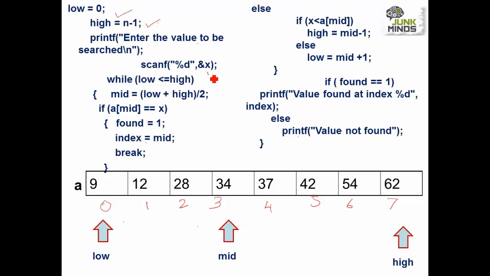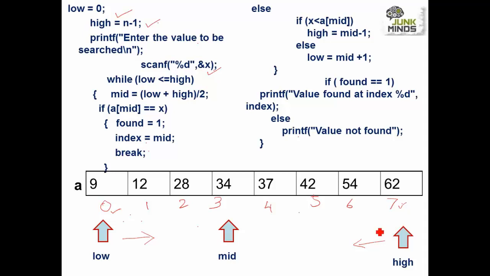Suppose the value given to me is say x. Now please understand this. I've started with this low pointer like this. It will keep moving this way if needed, and high will keep moving this way if needed. Now low as of now is 0, high as of now is 7. The value of low at any given point of time would be less than or maximum equal to 7.